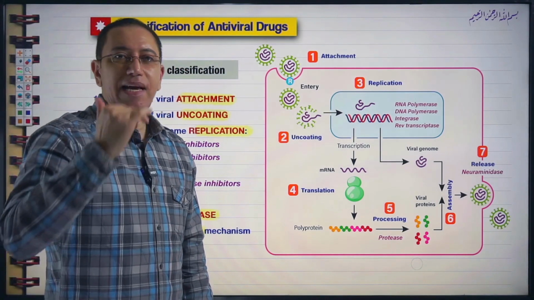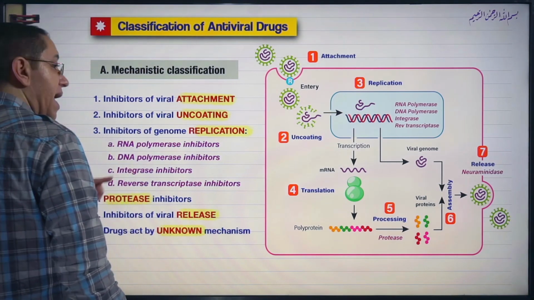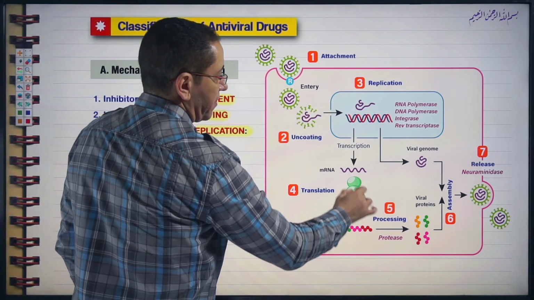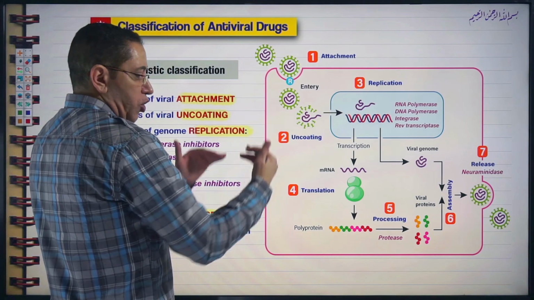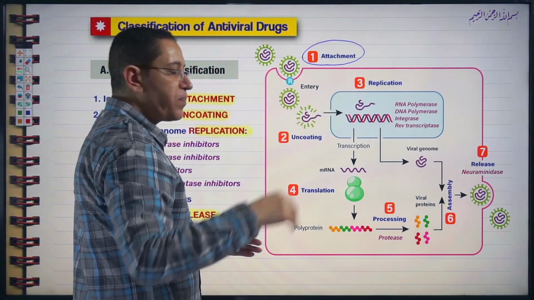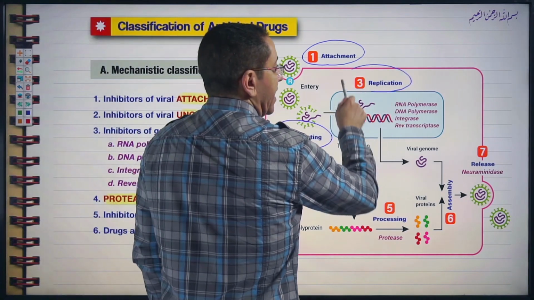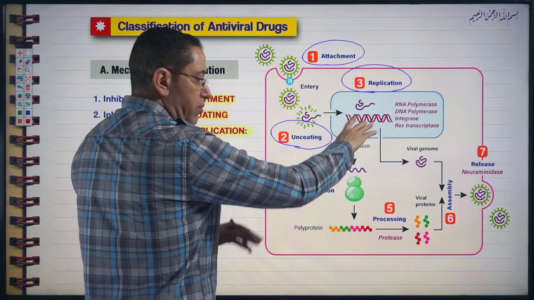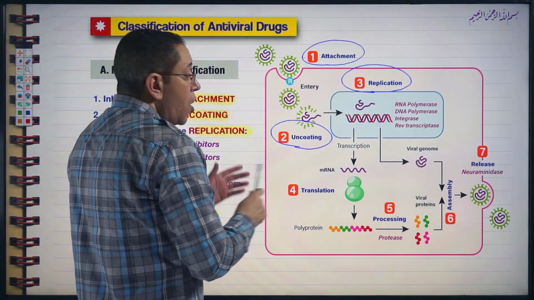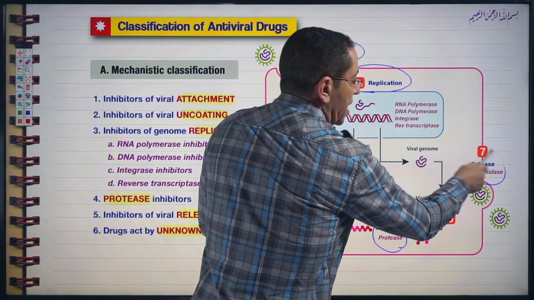Mechanistic classification. What do I mean by mechanistic classification? It means you classify the drugs regarding the stage of the life cycle. I'll explain them like this. For instance, I have drugs that prevent the attachment, and the book goes on illustrating. I have drugs that prevent the uncoating. I also have drugs for the replication, by targeting any important enzyme from the ones we mentioned earlier. I can also interfere with the step of processing, and I can interfere with the step of release.